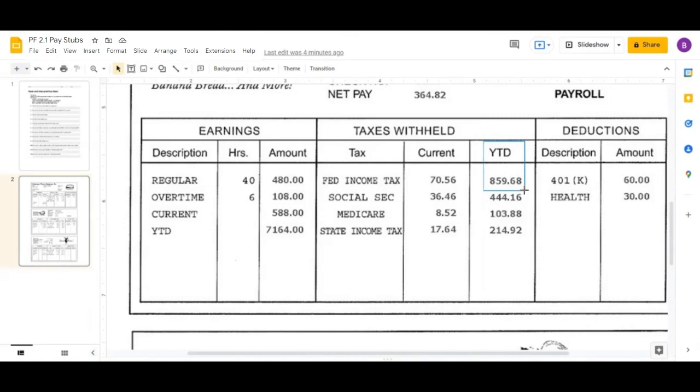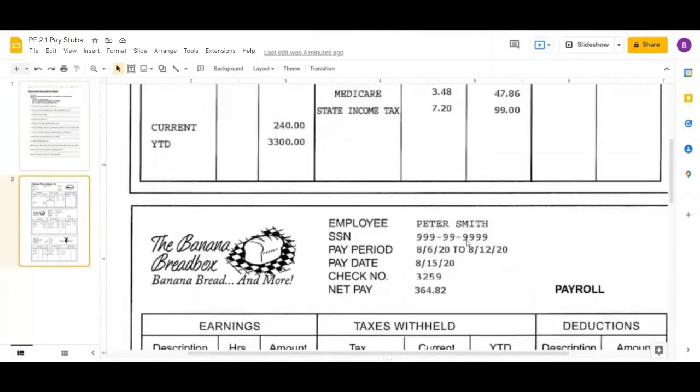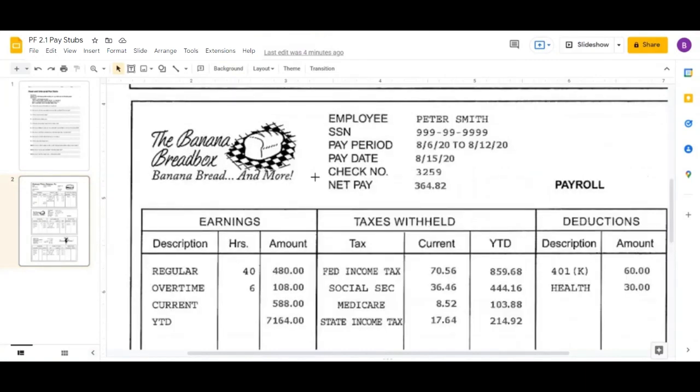All right, number 7, how much did Peter contribute to a retirement plan? If we go back into our key terms, 401k is a type of retirement account. So if we look at his paycheck, he had $60 deducted into a 401k. So $60 coming out into his retirement account. And then number 8, how much is Peter's take-home pay? Another term for take-home pay is net pay. So that's right here on the paycheck, $364.82.